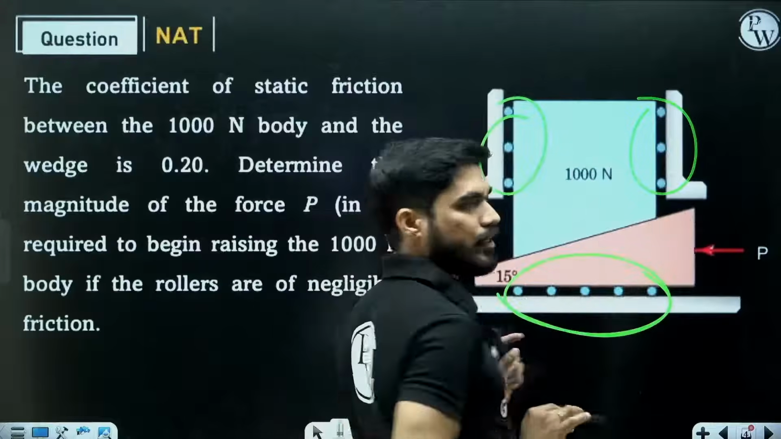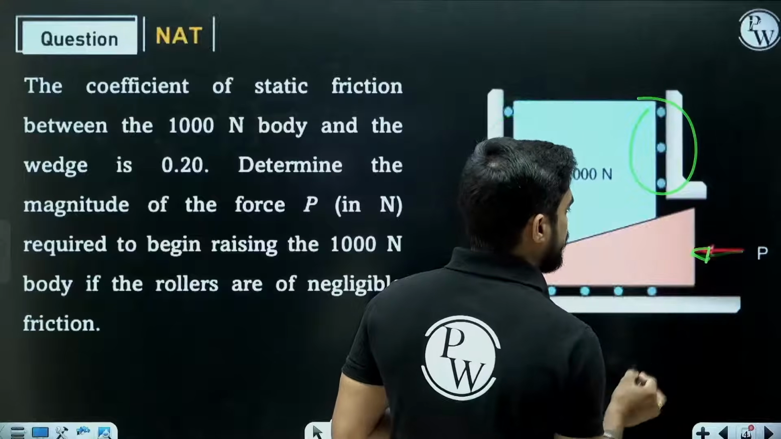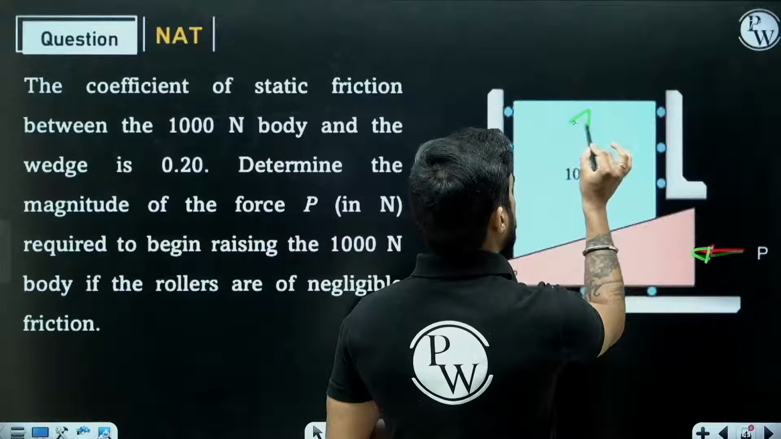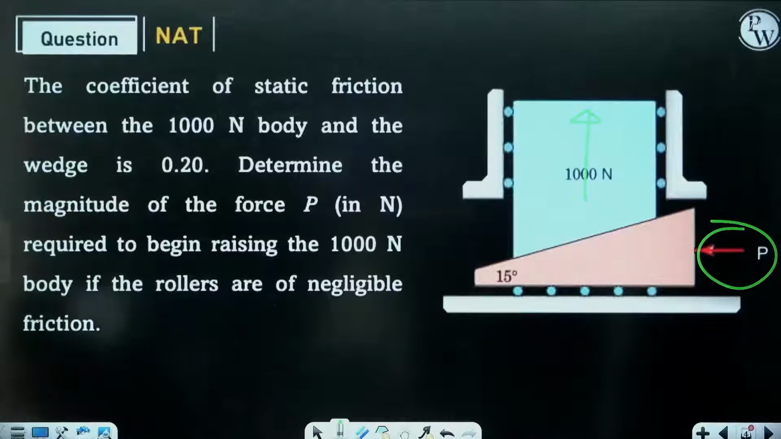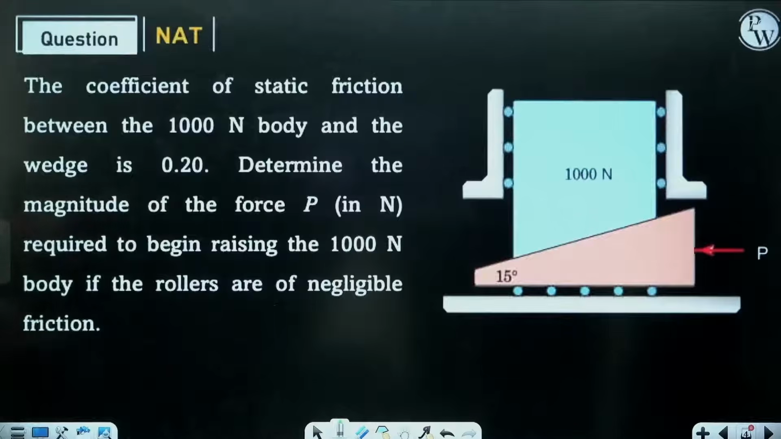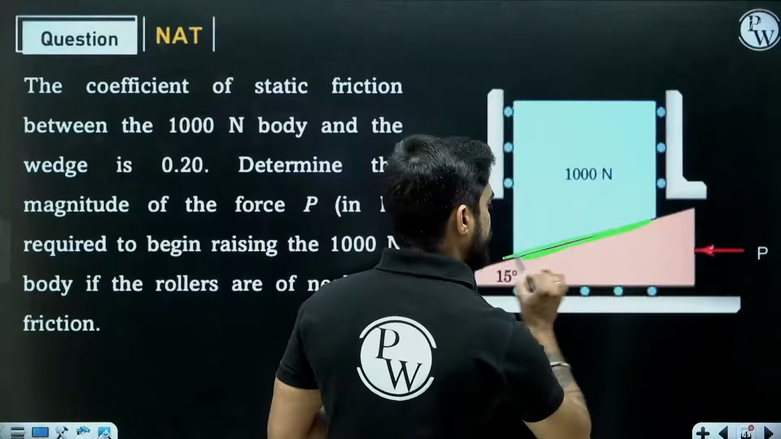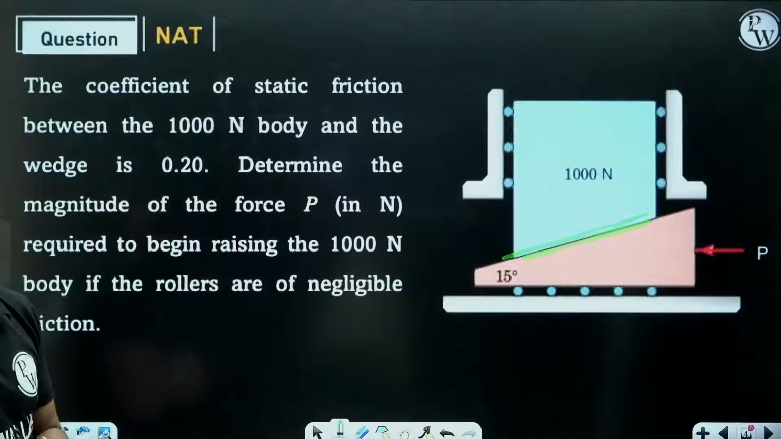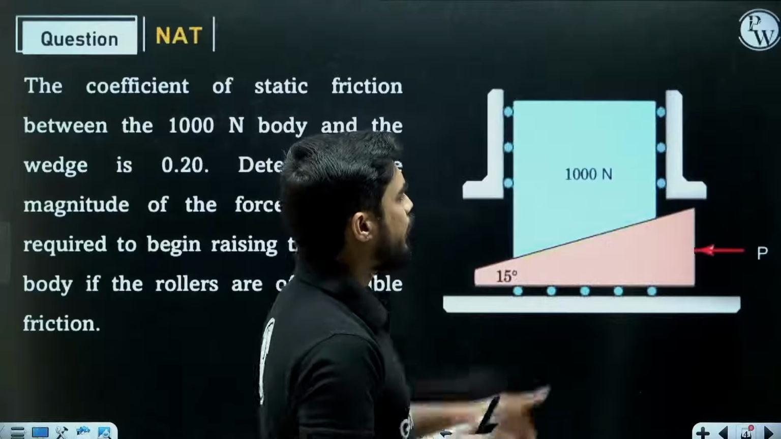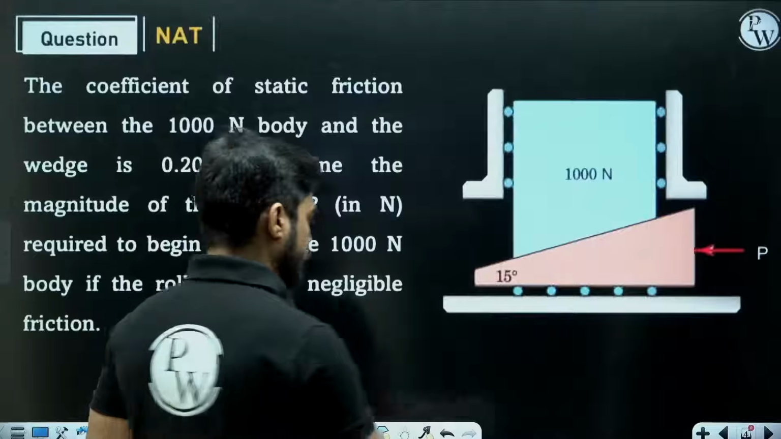There is no friction in the rollers, and we are applying a load P here. In order to lift this 1000 Newton body, how much force are we going to apply here? So we are going to assume that this 1000 Newton body is just about to go up, which means there is impending sliding on this surface. Now first what we are going to do is draw the free body diagram of this blue and this pink block together.